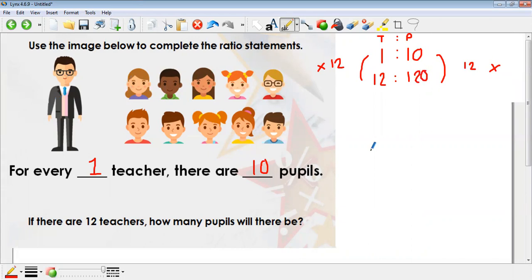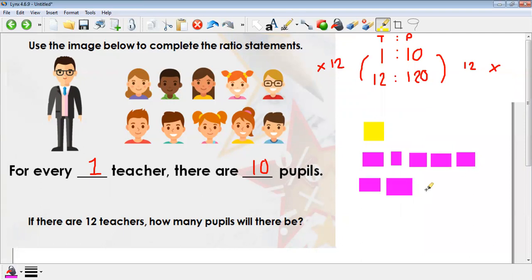What you could do, and in a minute you'll see when you do your work, you see some bars. So you might have a teacher, and then you might have 1, 2, 3, 4, 5, 6, 7, 8, 9, 10 there. Then the teacher has been made into 12 teachers. So then every one of these would become 12, and then you've got 10 groups of 12, which are 120.